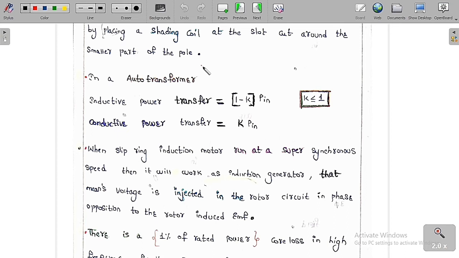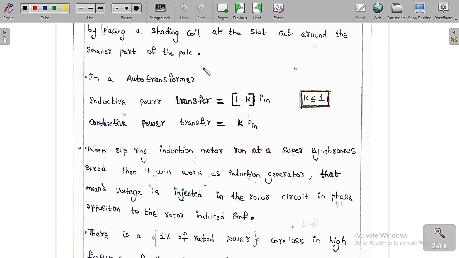One is of big size and the other is of a small size. On the small size, we are going to keep this shading coil. So always in a shaded pole induction motor, the rotor is always going to rotate from the unshaded portion to the shaded portion. These things I already told you. So always the flux in the shaded portion is going to lag when compared to the unshaded region.